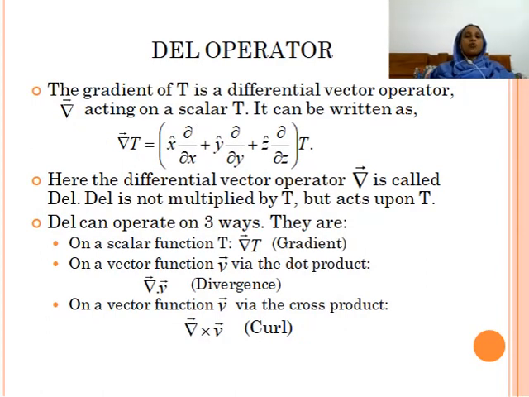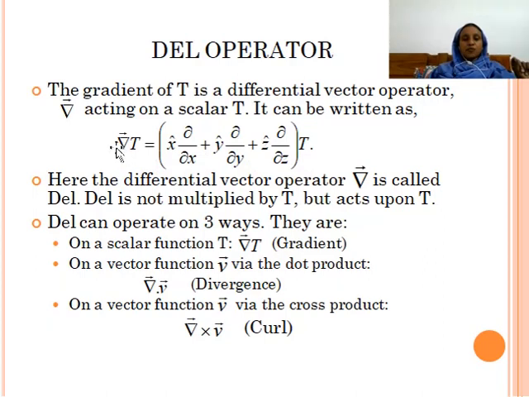Now we learned about a new operator, the gradient operator. In the context of the gradient of T, this operator is represented by del. Del is called the differential vector operator. Why is it called like this? Because you can understand from the expression itself that this is a vector operator. Why is it called an operator? Because until it operates on a function, it is incomplete.